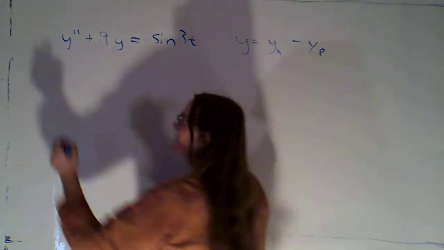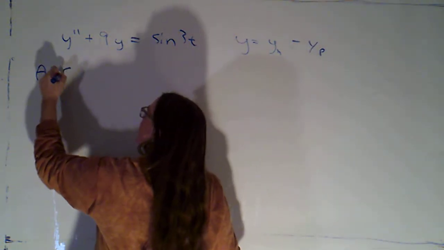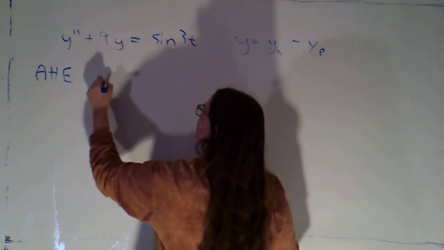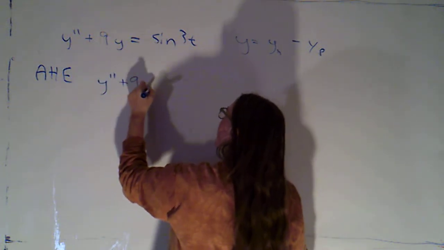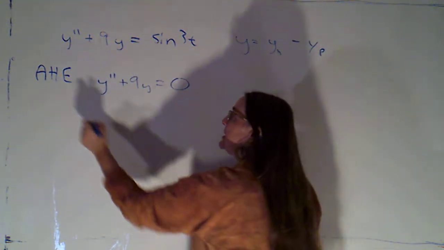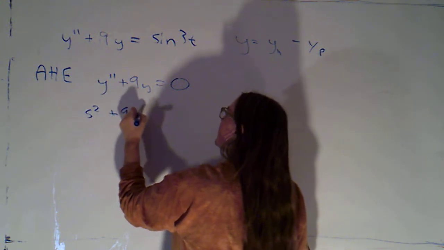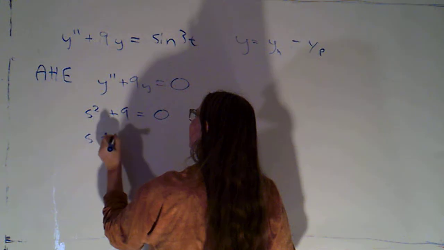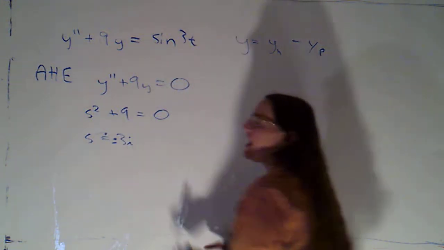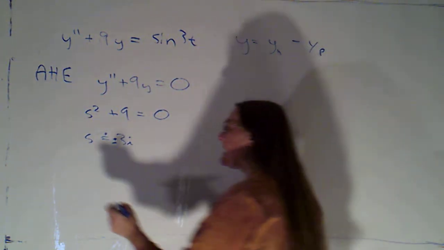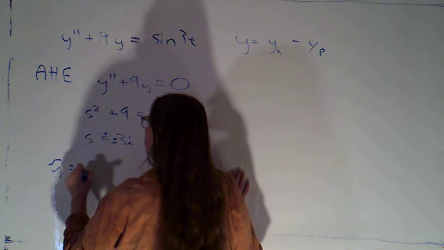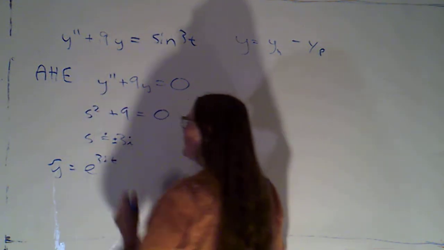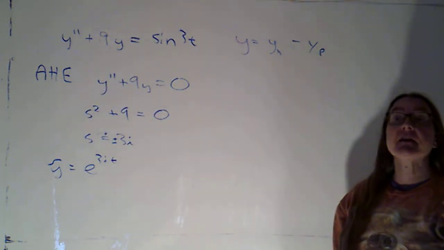To find our y sub h, the associated homogeneous equation is y double prime plus 9y equals 0. Characteristic equation is s squared plus 9 equals 0. So s is plus or minus 3i. So a complex solution would be e to the 3it. E to the negative 3it is another.